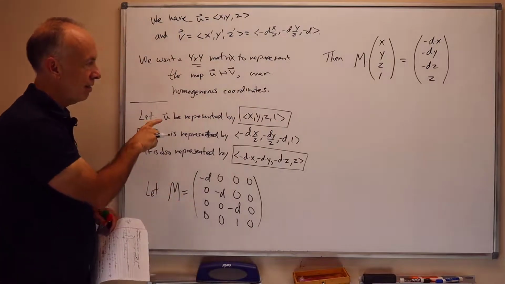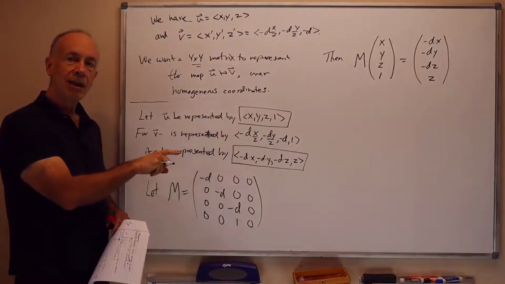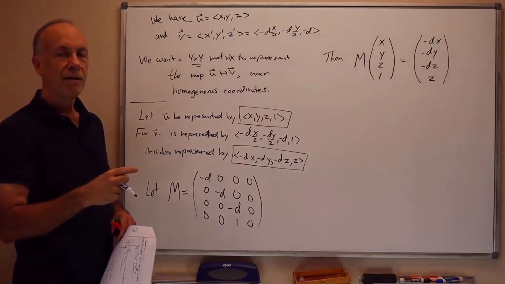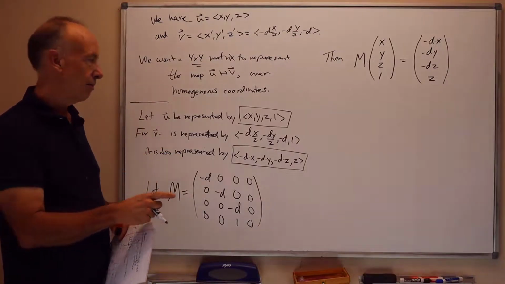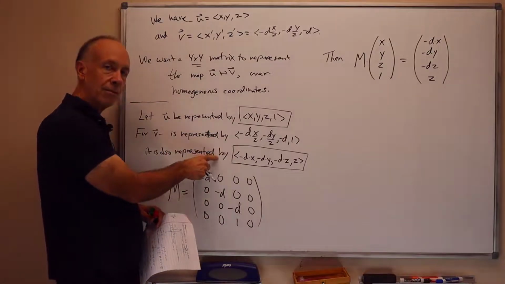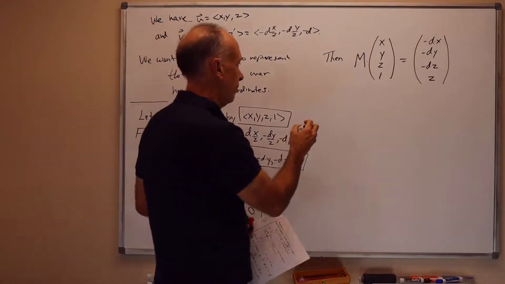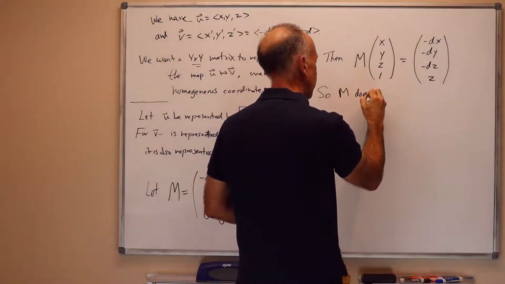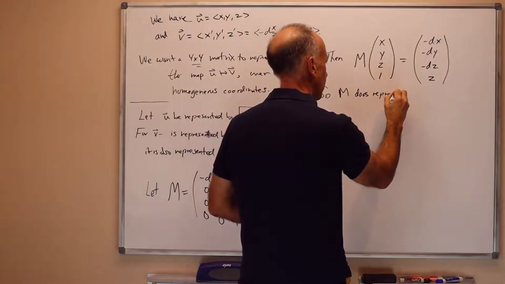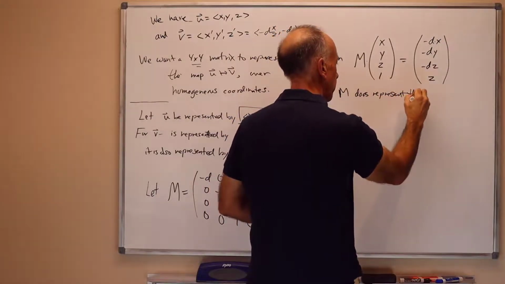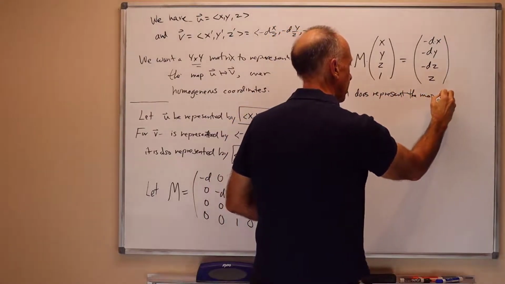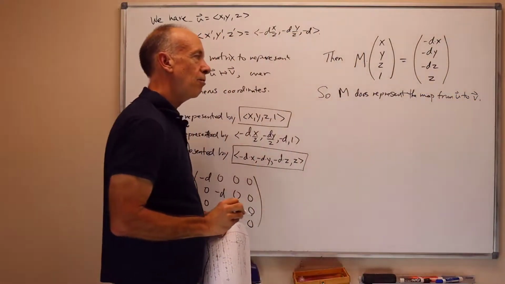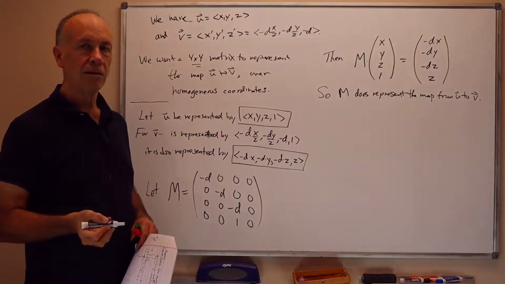So we took a representation of U, and we obtained a representation of V. So when acting on homogeneous coordinates, M does take the representation of U to a representation of the correct point V. So M does represent the map from U to V, but it does so over homogeneous coordinates, not over ordinary coordinates.